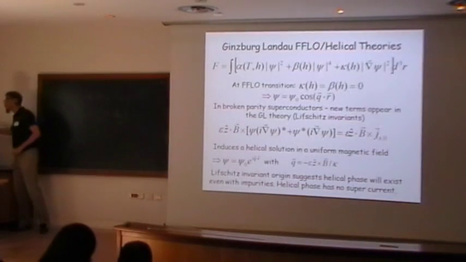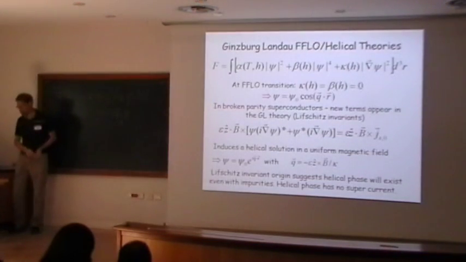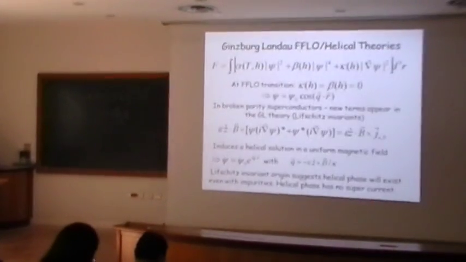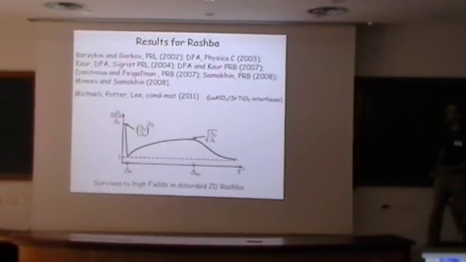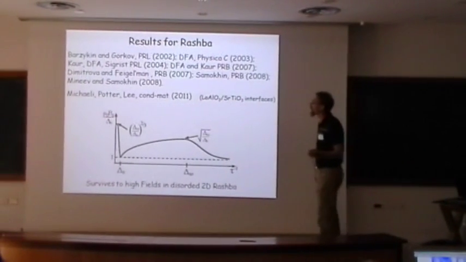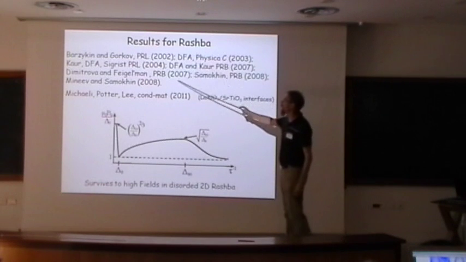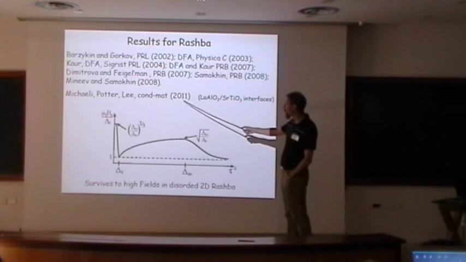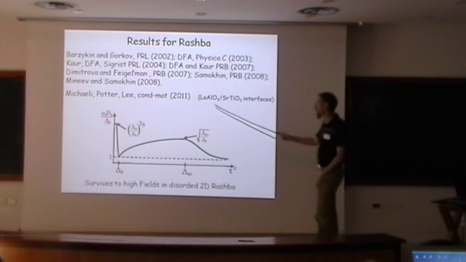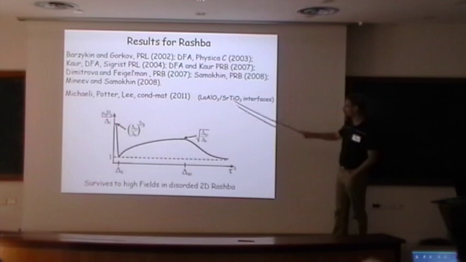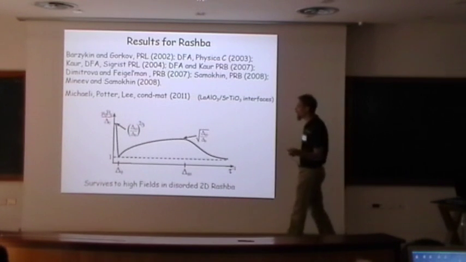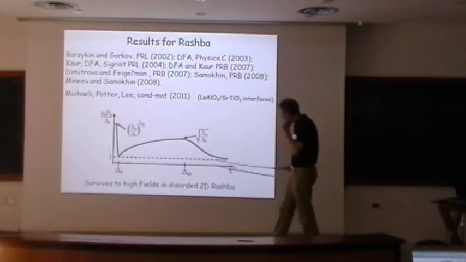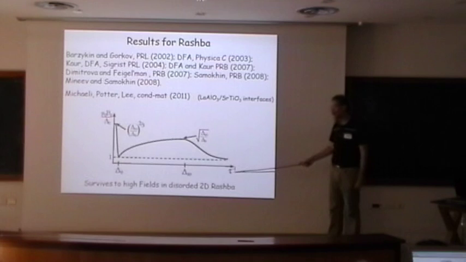And very recently, this has been studied in the context of two-dimensional electron gases. I should point out, many people have studied these helical phases, but very recently, in fact last week, the MIT group put out a theoretical paper on these lanthanum aluminate strontium titanate interfaces, where what they calculated was the critical field for these FFLO type phases as a function of the elastic disorder scattering rate.